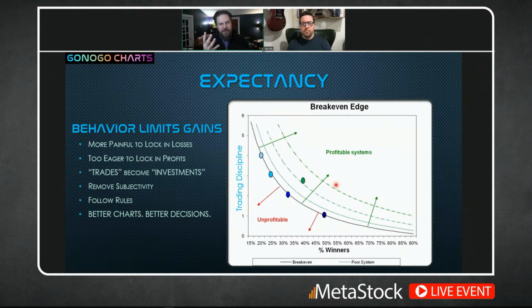In the 4 outcomes, right, we can have a small loss, we can have a small win, we can have a big win, we can also have a large loss. And we want to avoid that 4th option at all costs. GoNoGo charts are going to help us stay with those trends, be patient investors. If you're like me, you want to lock in that gain as soon as you see it.